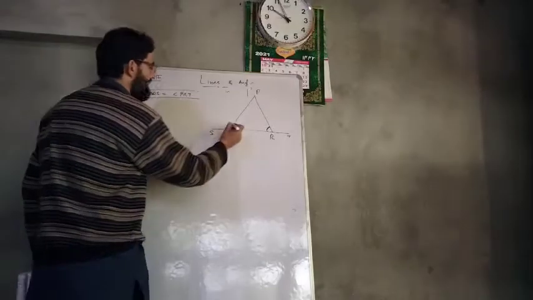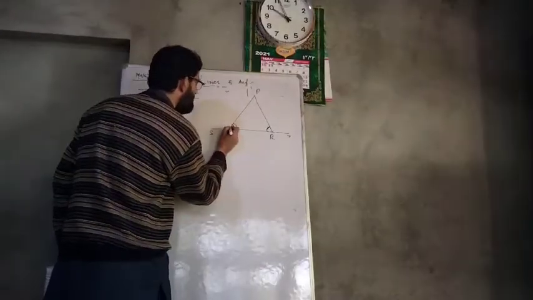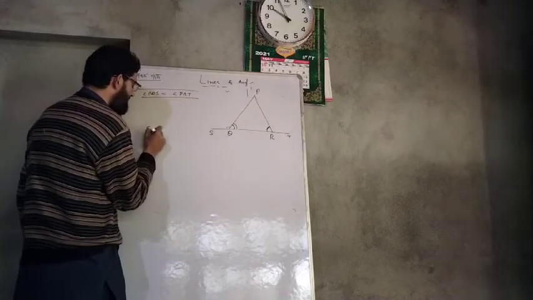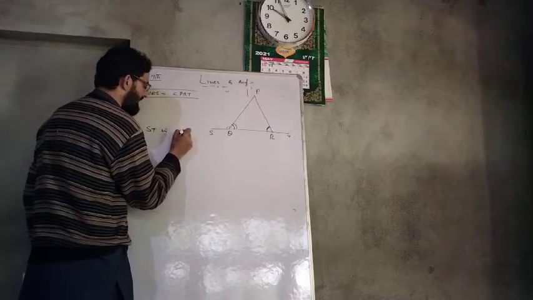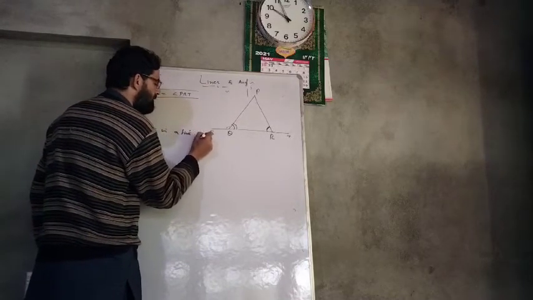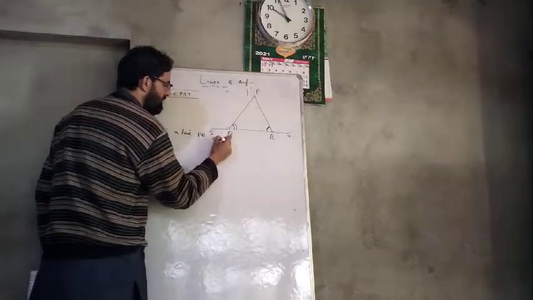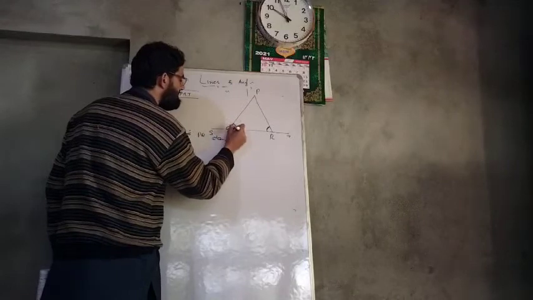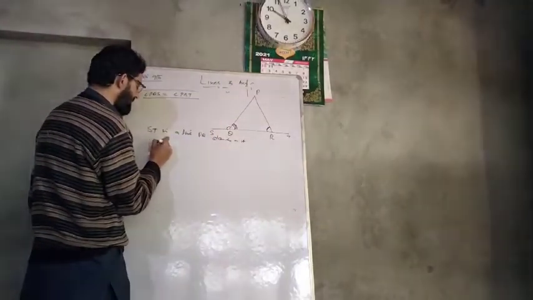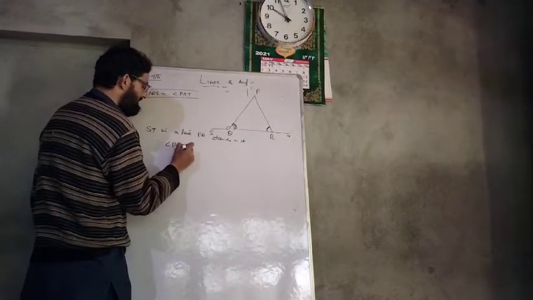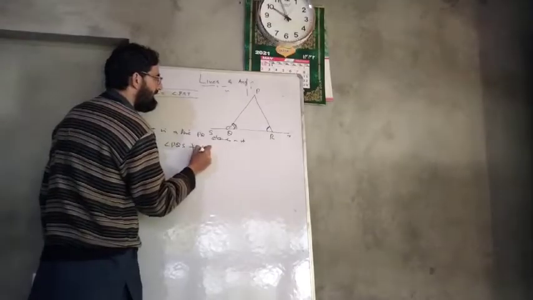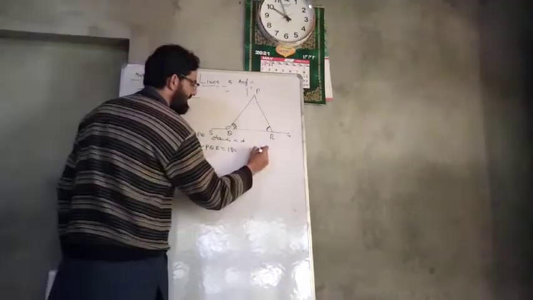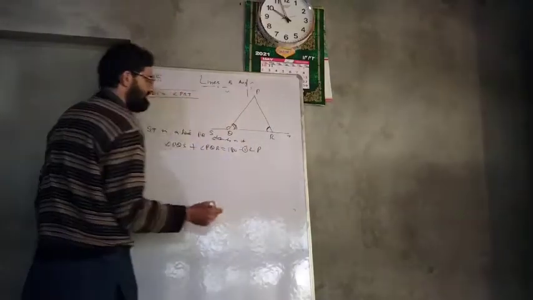Now see here. We will write here ST is a line. PQ stands on it. Therefore, this angle plus this angle is equal to 180. Therefore, angle PQS plus angle PQR is equal to 180. This is called a linear pair. This is equation number first.